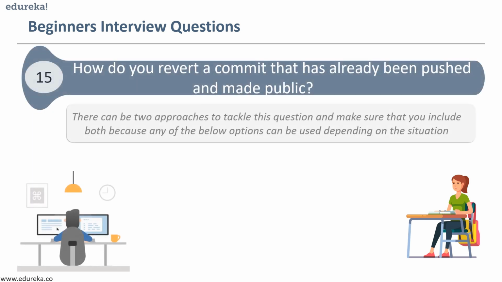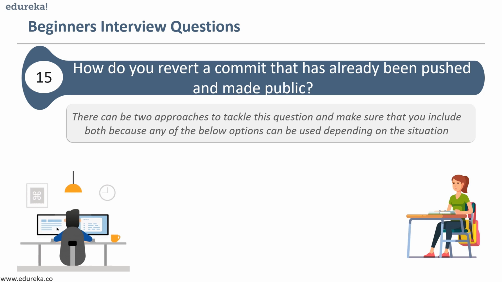The next question is, how do you revert a commit that has already been pushed and made public? There can be 2 approaches to tackle this question, and you must include both approaches in your answer because any one of them can be used depending upon the situation. The first approach is to remove or fix the bad file in a new commit and then push it to the remote repository. This is the most obvious way to fix an error. Once you have made the necessary changes to the file, commit it using the command git commit -m and the commit message.